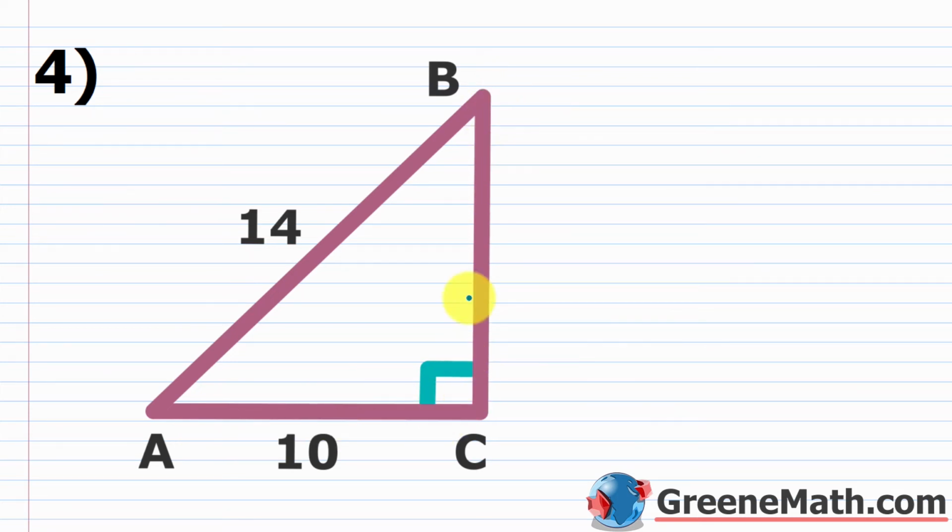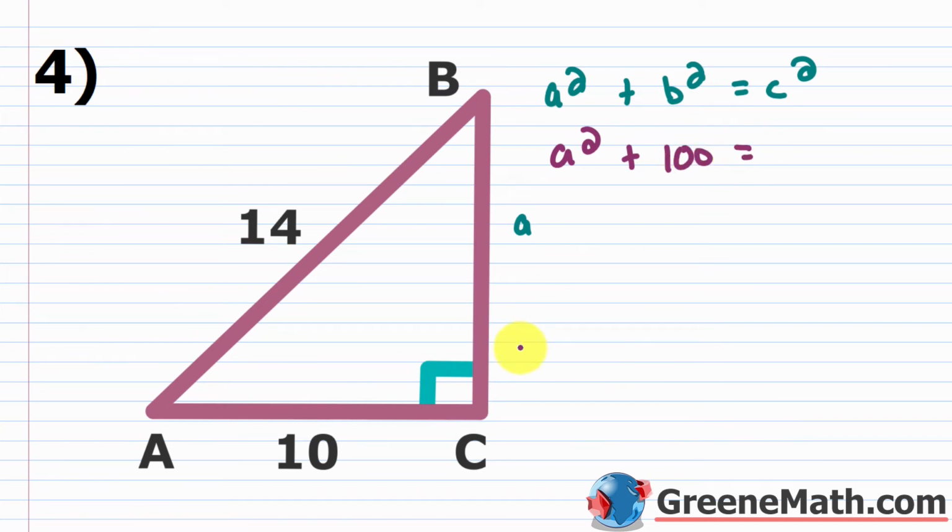Now, if I wanted to figure out this side right here, let's just call it lowercase a, since it's opposite of this angle A, well, you could use your Pythagorean theorem. So a squared, which is a leg, plus b squared, which is the other leg, is equal to c squared, which is your hypotenuse being squared. So we don't know what a is, so I'll just write a squared again. Then plus, we know what b is, it's 10. 10 squared is 100. And then we know what c is, that's the hypotenuse. That's going to be 14.